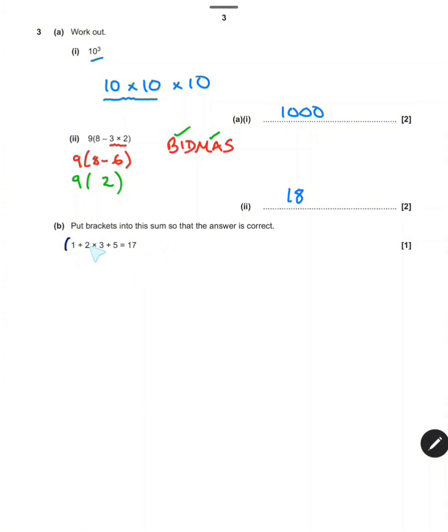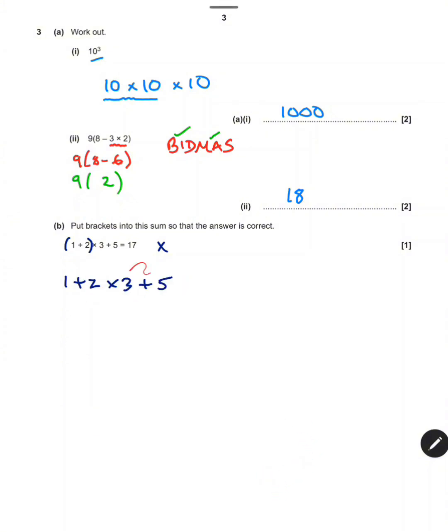So let's try putting brackets around those. Remember, brackets are done first. So if I put brackets there, 1 add 2 is 3. I'll do 3 times 3 is 9. And then 9 add 5 would be 14. Not 17. So that's not right. Let's start again.